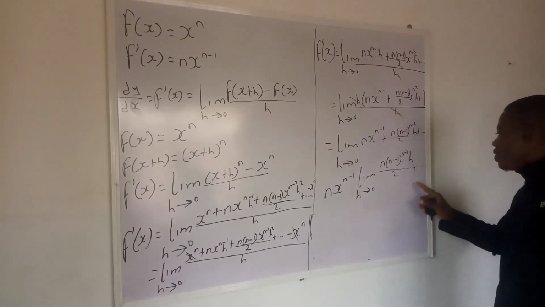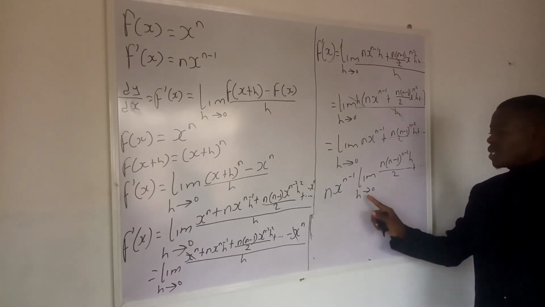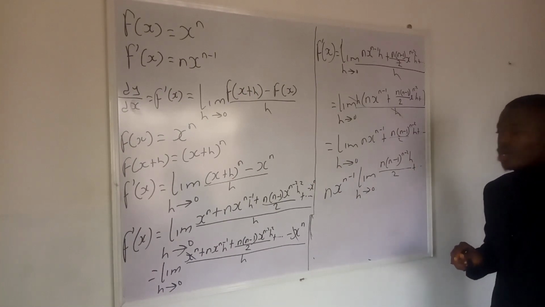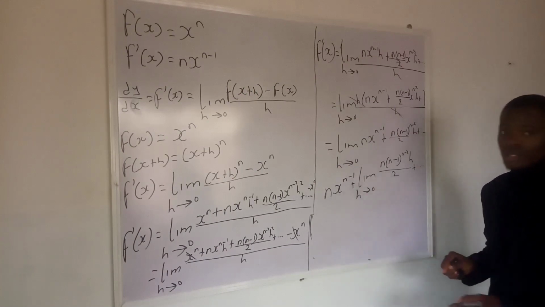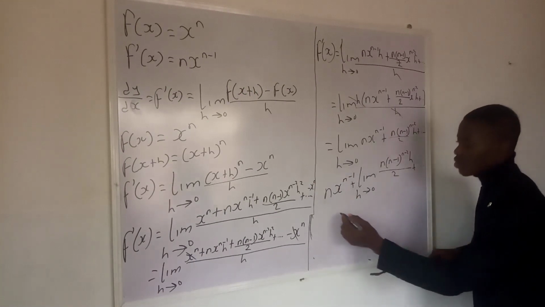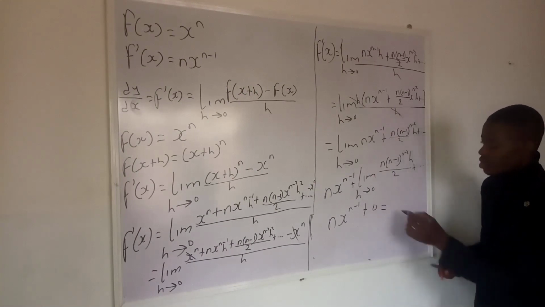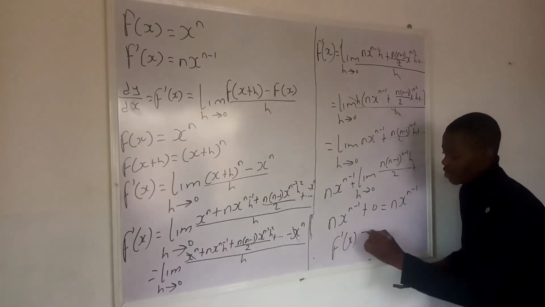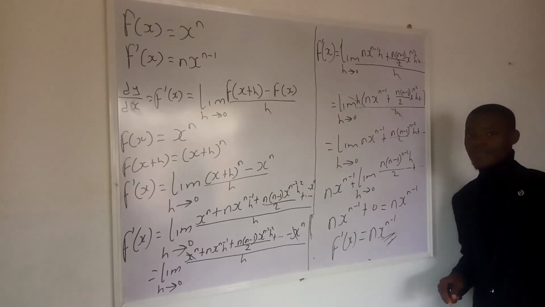Like we said earlier, each term within this range will always have h associated with it. It means if we plug in what h is approaching, which is 0, then this entire expression becomes 0. And don't forget this is plus. We bring the first term out, so we have n x to the power of n minus 1 plus 0, which is the same thing as n x to the power of n minus 1. And that is how f prime of x is equal to n x to the power of n minus 1. This is our final answer.